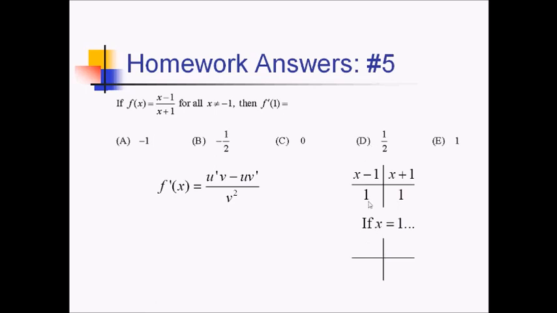1 minus 1 is 0. 1 plus 1 is 2. And we still have constant values of 1 and 1 down there. All right, doing my ribbon, I got 1 times 2 minus 0 times 1, all of that over 2 squared. So this is just 2 in the numerator over 4 in the denominator, which gives us 1/2. Choice D.